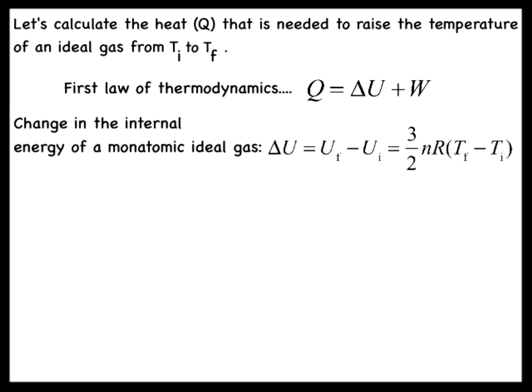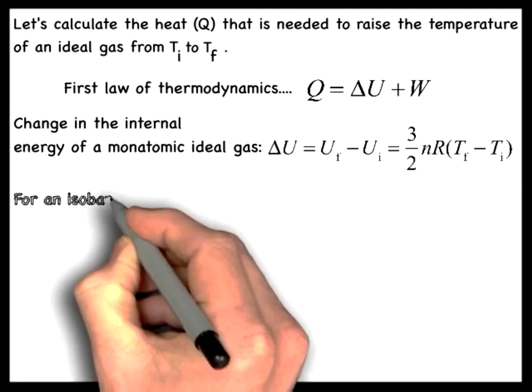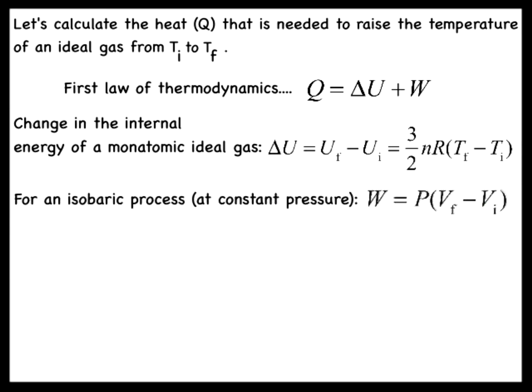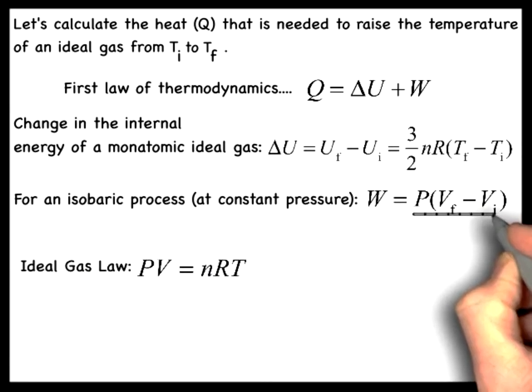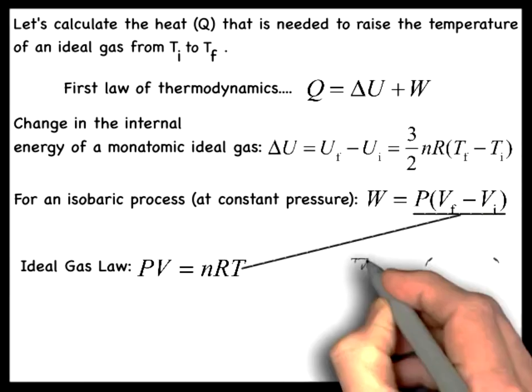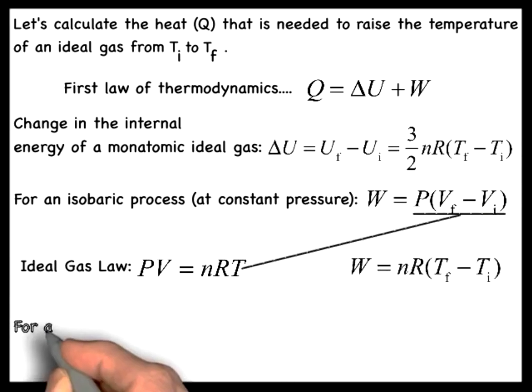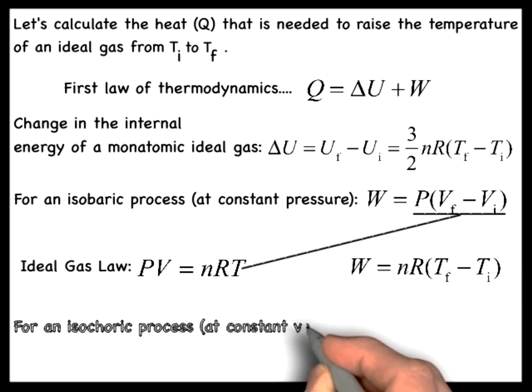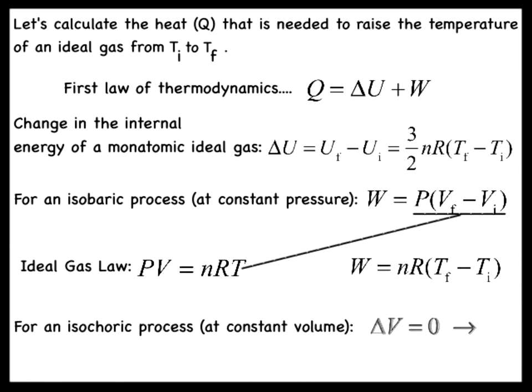Earlier in this chapter, we showed that during an isobaric process, or one that occurs at constant pressure, the work is given by W equals P times V final minus V initial. For an ideal gas, PV equals nRT, so that the work becomes W equals nR times T final minus T initial. On the other hand, if the volume is constant during the heating process, or an isochoric process, delta V equals 0, and the work done is 0. The calculation of the heat for these two processes is summarized here.